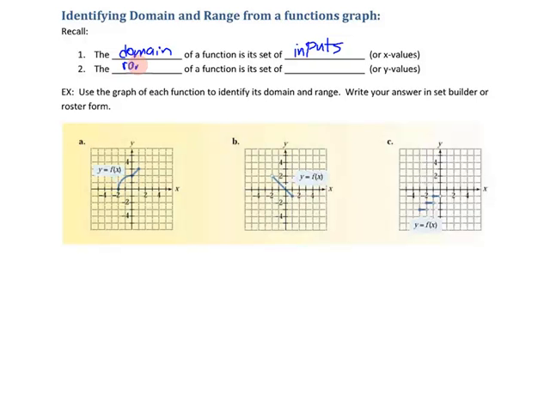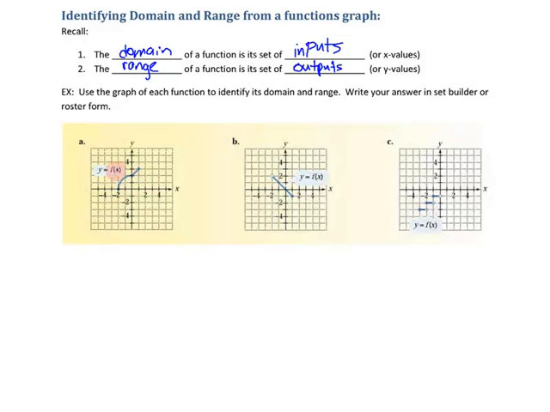The range, on the other hand, is the set of all outputs. And since the output on a graph is the height of the graph, you're then asking for the range. That's going to be the set of all numbers that have a height of the curve at that particular height, that have a point on the curve that has that height.